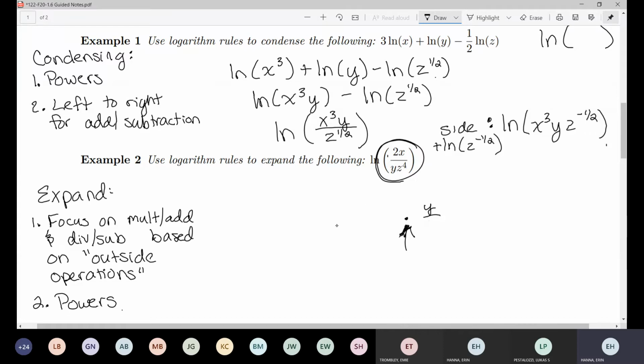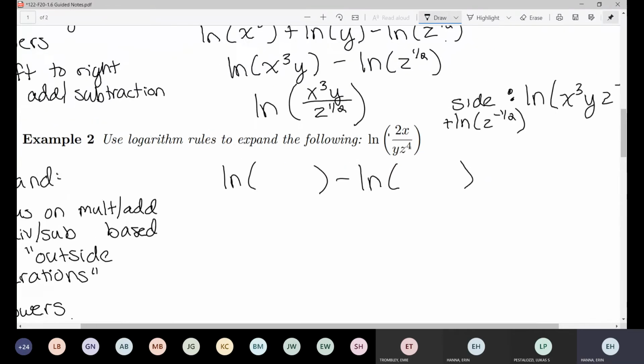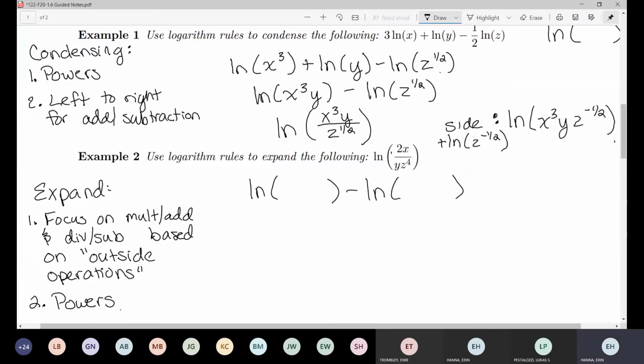But so the first thing we essentially want to deal with in this example is that division. So we ultimately have something divided by something else. So our logarithm rules tell us that we can split that up with subtraction. And what is going to go in each one is going to be the numerator in one of them and the denominator in the second one. So we have 2x and y z to the fourth.